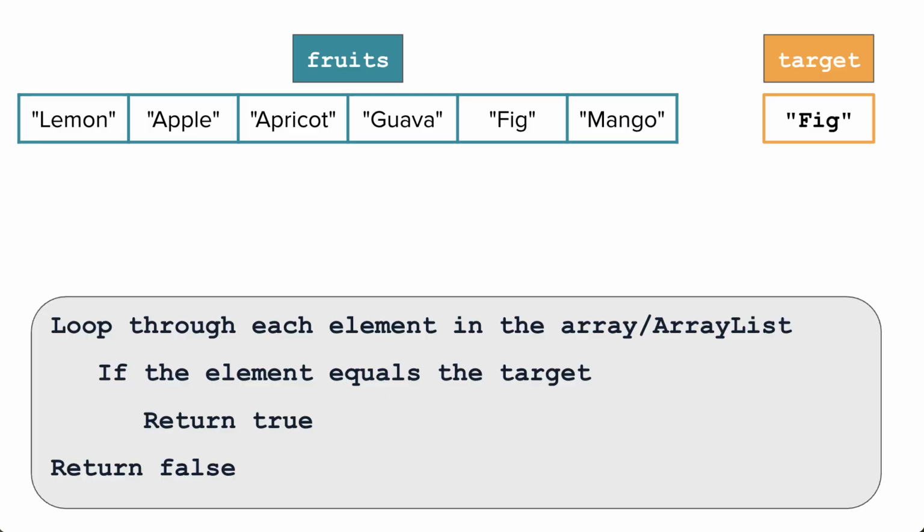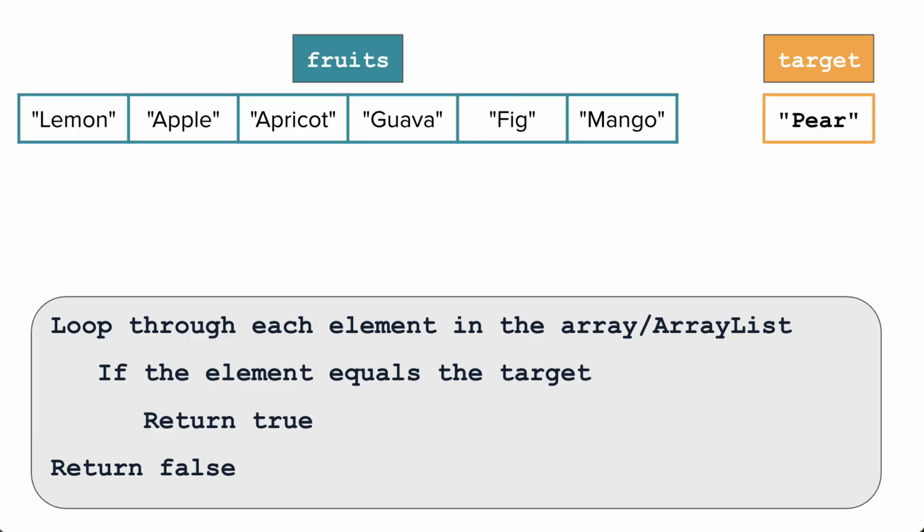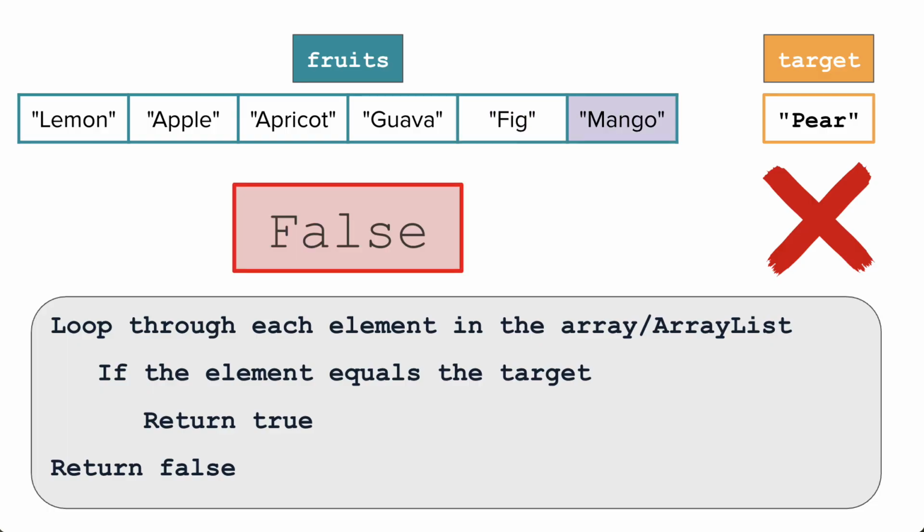The pseudocode for this algorithm would look like this. Loop through each element in the array or array list. If the element equals the target, or fig, return true. Let's say that the target is pear instead of fig. Now you loop through the whole array and do not find the target element. So the method returns false.